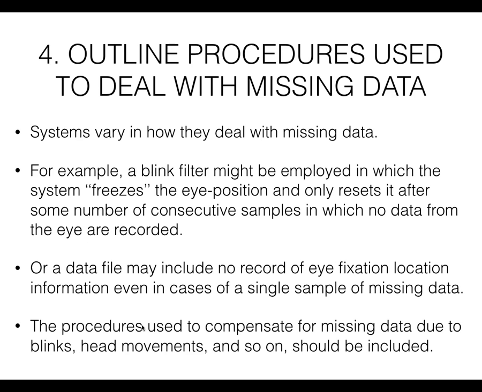Again, systems will vary in how they deal with missing data. So for example, some systems will have an eye blink filter built into them. What that will do in some systems is it will freeze the eye position at the moment of the blink. And so what will happen is the XY coordinates of your fixation eye position will remain the same during the blink. And when the eye opens, then it will relocate to the new location. Others will actually not record eye position at all during a blink.